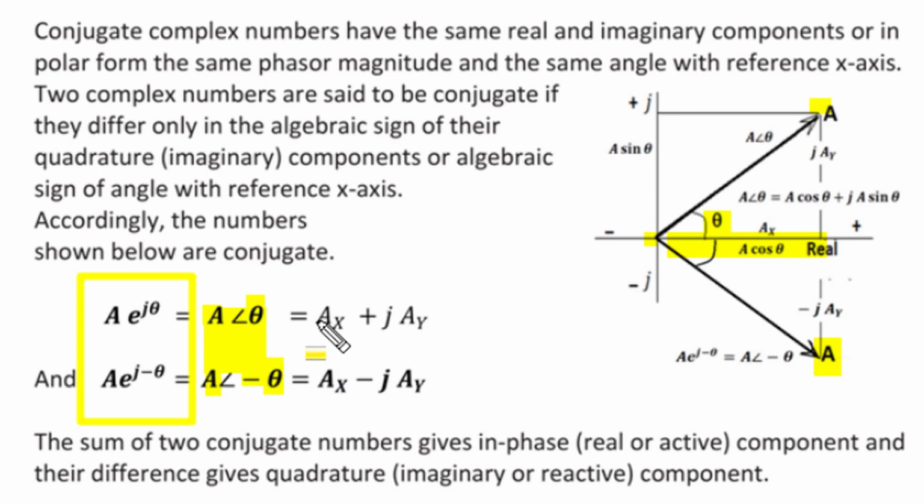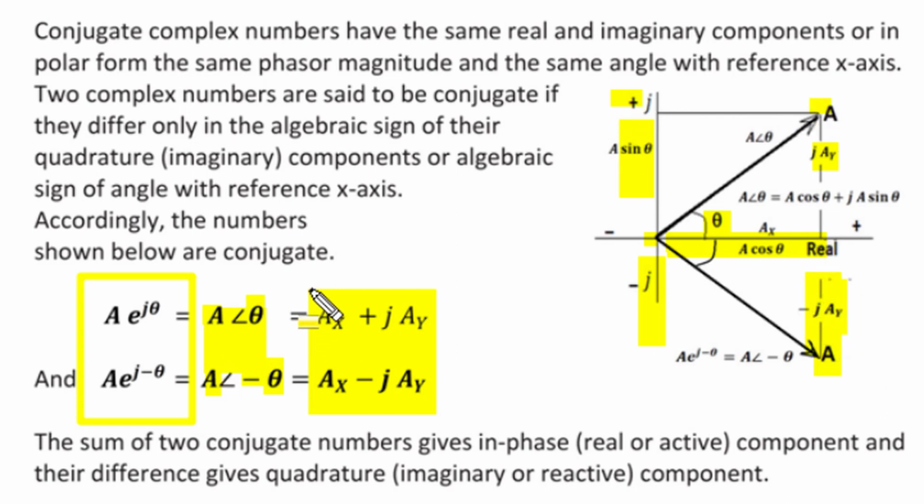In rectangle form, two phasors will be called conjugates if they have the same horizontal or real axis component and the same vertical axis or imaginary component, but the sign of the imaginary component in one phasor is positive and in the other phasor it is negative. So here these two phasors are conjugates of each other as they have the same amount of real component and the same amount of vertical component, but one vertical component is to the upside in the positive j direction and the other is to the bottom side in the minus j direction.